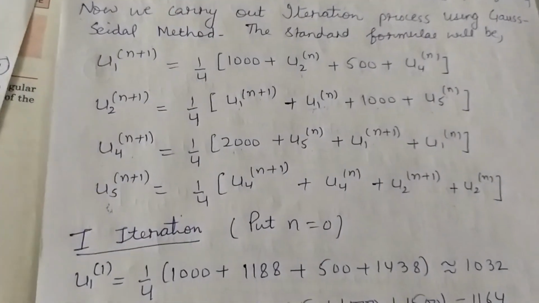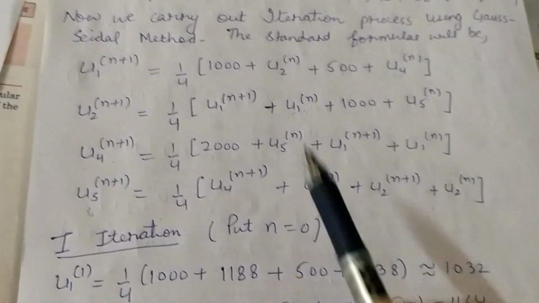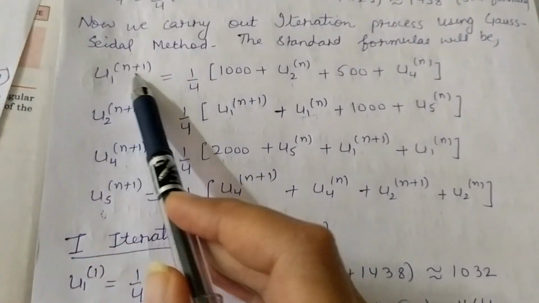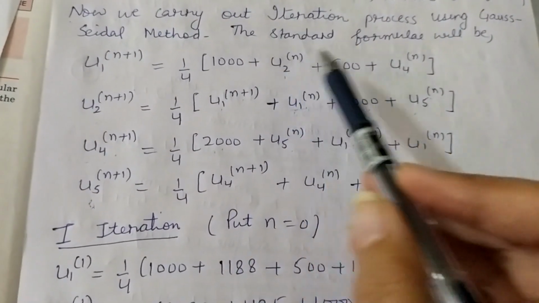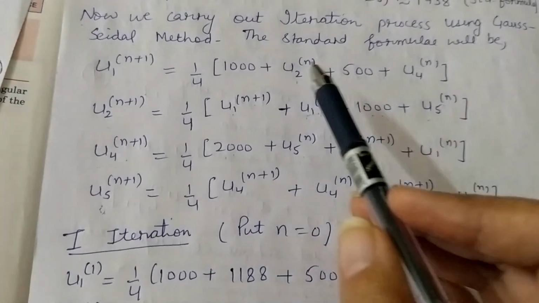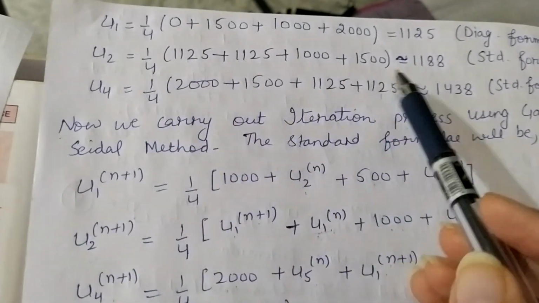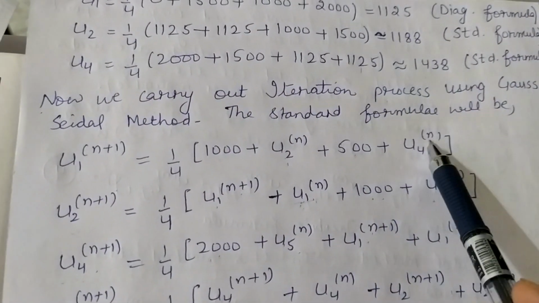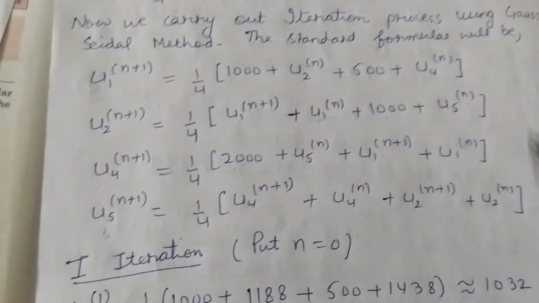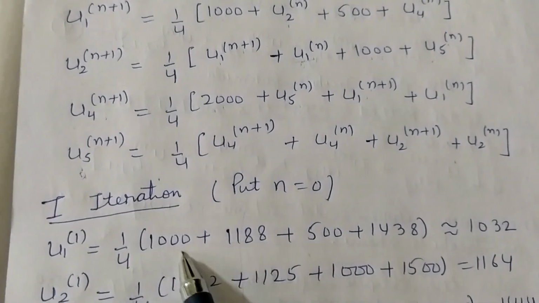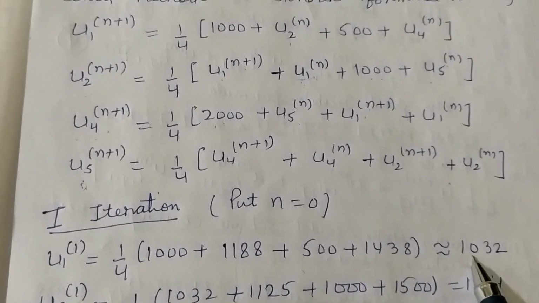Starting with the first iteration, now what you will do? Put n equal to 0. So when you put n equal to 0, it will become u1 1. This term will be as it is, it will become u2 0, it will become u4 0, right? Now, what is u2 0? It is the initial value that I have calculated for u2, that is 1188. What is u4 0? It is the initial value for u4 that I have calculated, 1438. So I will put all the values here. The boundary values will be as it is, constant. So value comes out to be 1032.